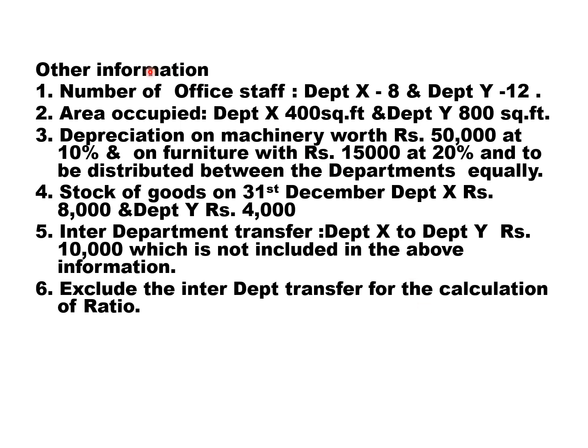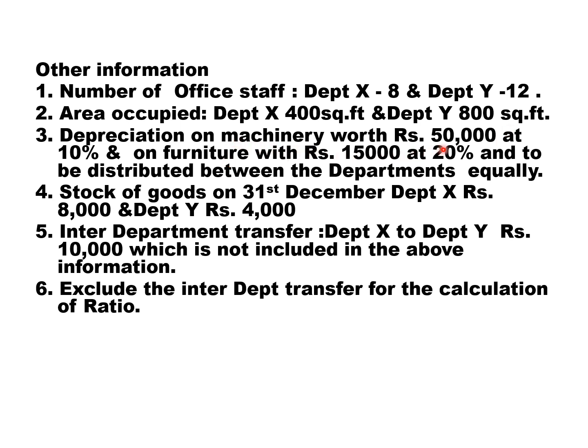So students, let us look into other information. The number of office staff: department X 8 and department Y 12. This will help you distribute the general salary, that is salary to office staff. So if you simplify, 4 twos are 8, 4 threes are 12, so the ratio you get is 2:3. Area occupied: department X 400 square feet and department Y 800 square feet. So if you simplify, you get 1:2. So distribute the rent and taxes in the ratio of 1:2.